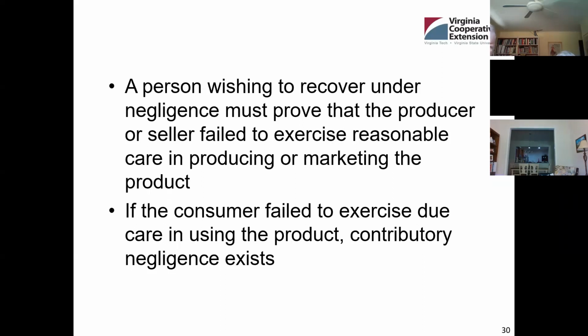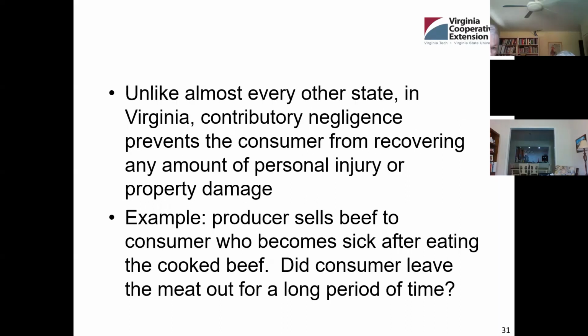Now, for Virginia, if the consumer failed to exercise due care in using the product, contributory negligence exists, right? So what that would mean is, unlike almost every other state, in Virginia, contributory negligence prevents the consumer from recovering any amount of personal injury or property damage.